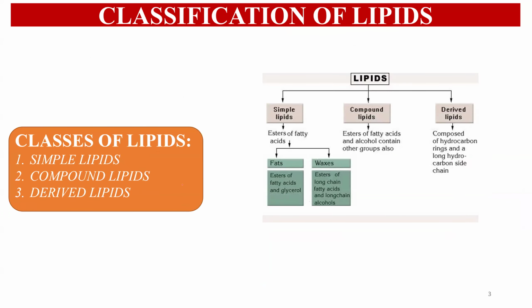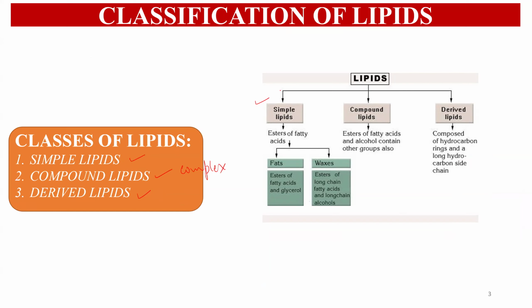When we talk about the classification of lipids, there are three different types of lipids. The first is the simple lipids. Then we have compound lipids, which are also called complex lipids. We have the third category, derived lipids. So these are the three major categories of lipids.